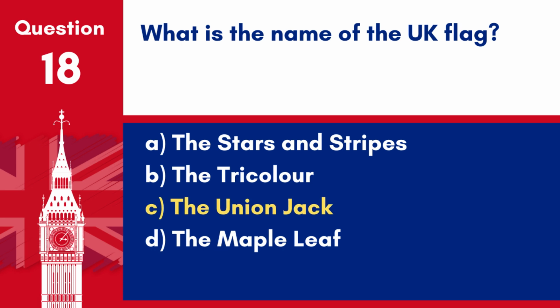Answer: C. The Union Jack. The national flag of the UK, known as the Union Jack, symbolises the union of England, Scotland, and Northern Ireland.